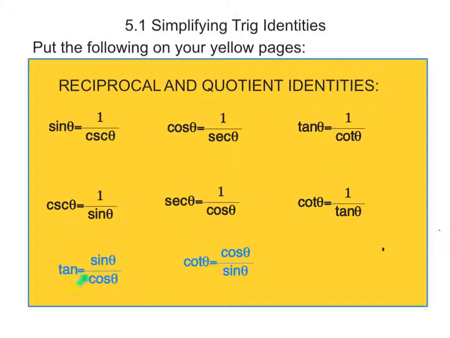You also have to remember from when we did our unit circle, tangent is sine over cosine, cotangent is cosine over sine. You're probably going to use these more than anything else, so make sure you draw all those on your yellow pages.